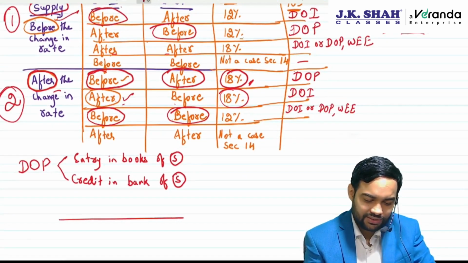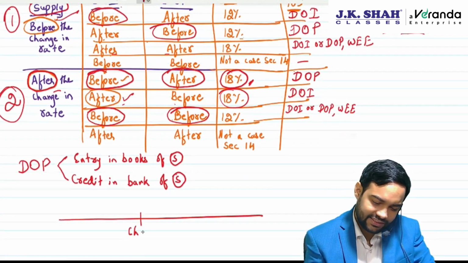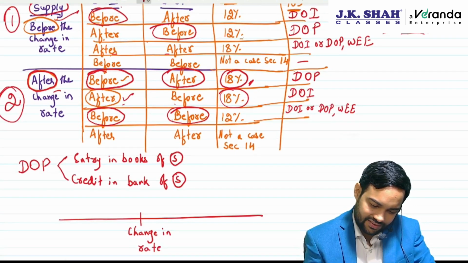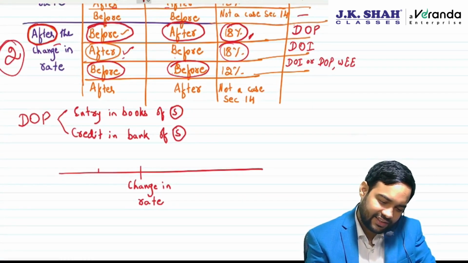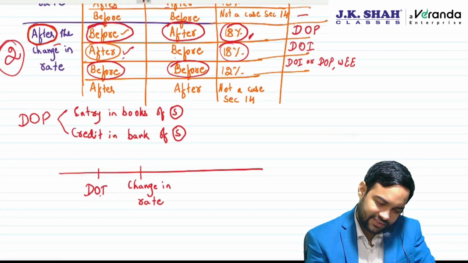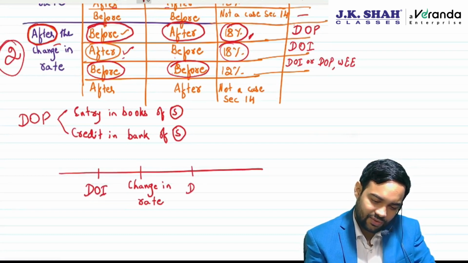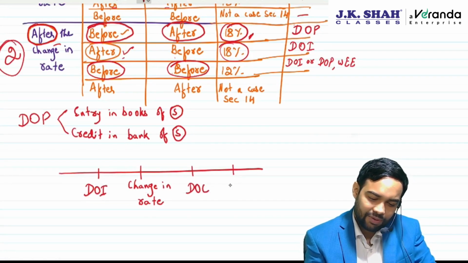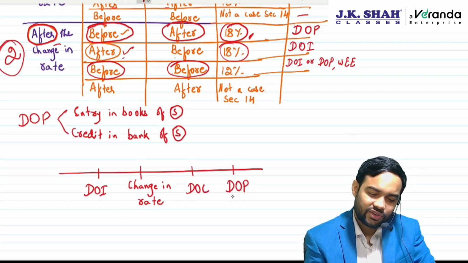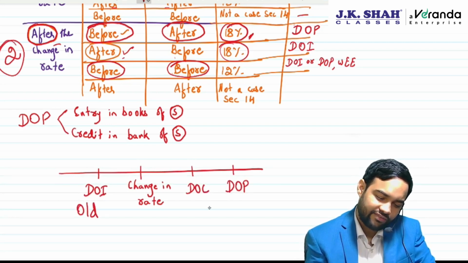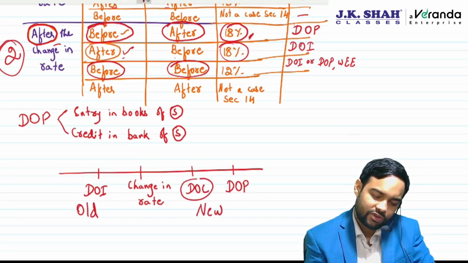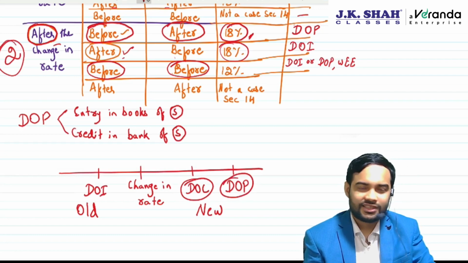Say suppose here change in rate happens, and invoice was here, completion was here, payment was received here. So old rate will apply or new rate will apply? Sir, new rate will apply because two events are after the change.